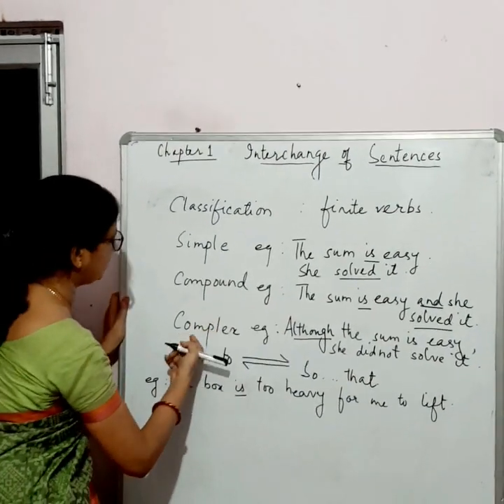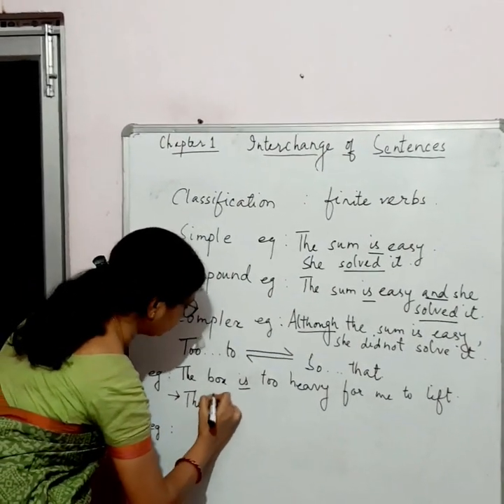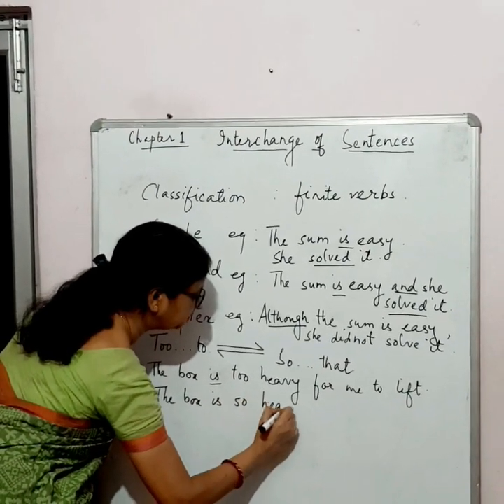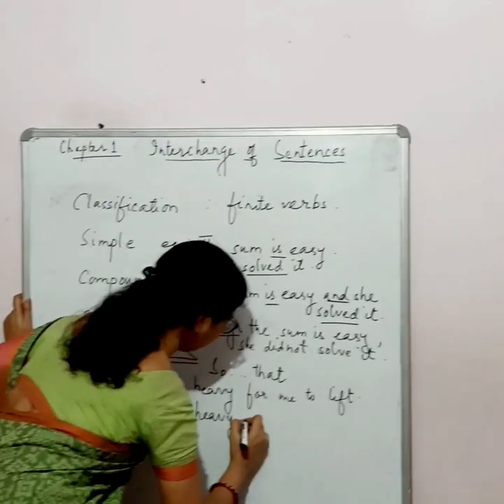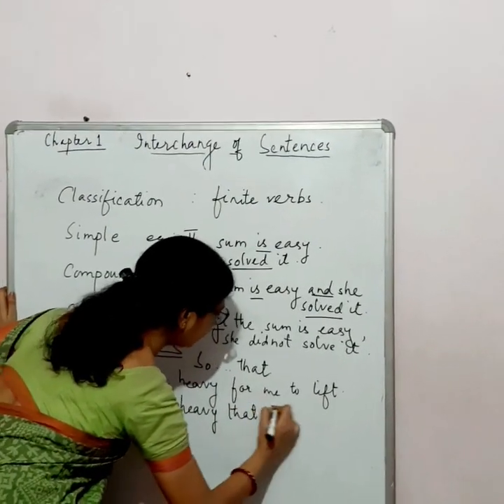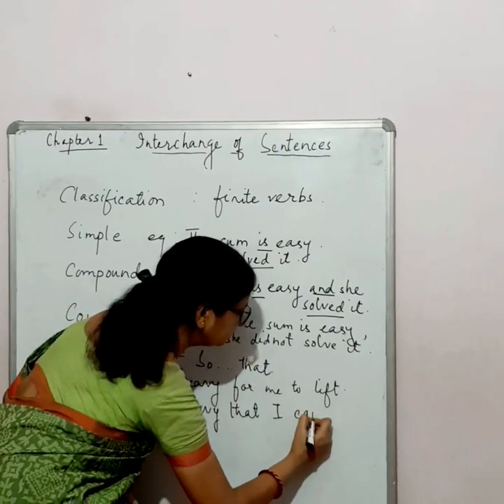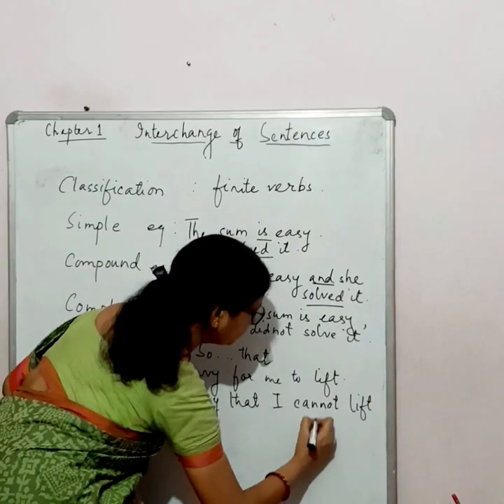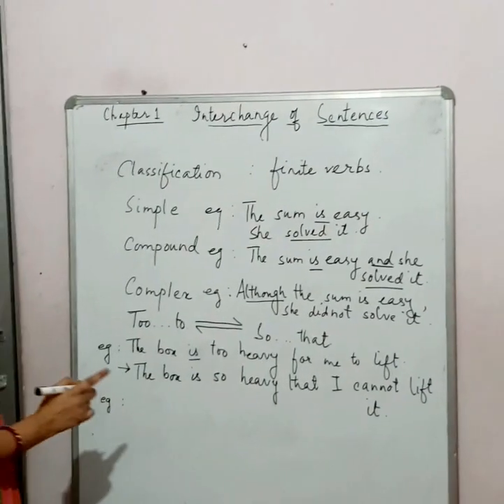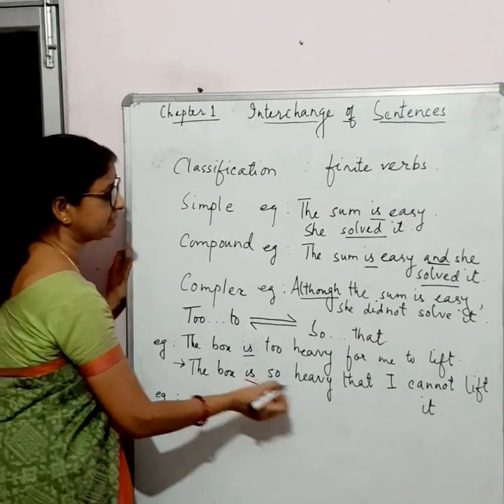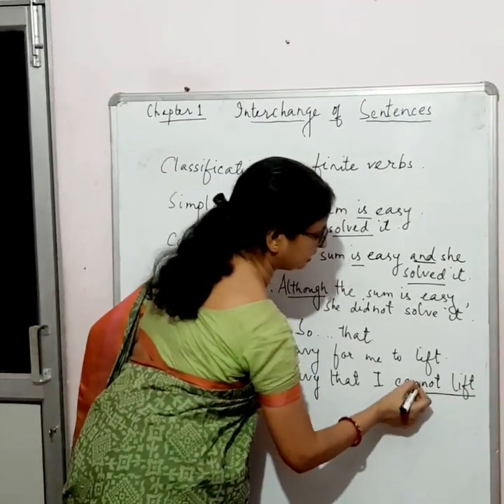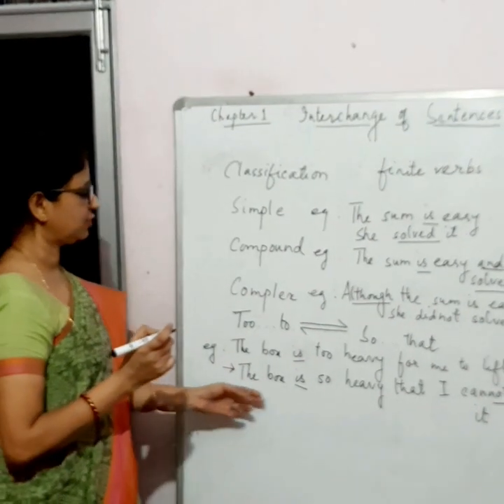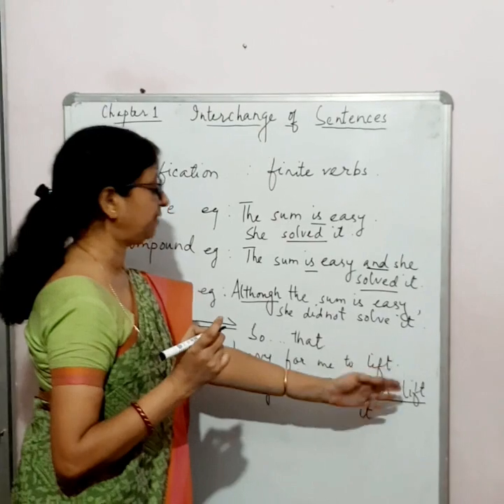We are changing it to a complex sentence. The box is so heavy that I cannot lift it. Okay, so two finite verbs, is and cannot lift. This is the model. Lift is the finite verb. So, the box is so heavy that I cannot lift it.